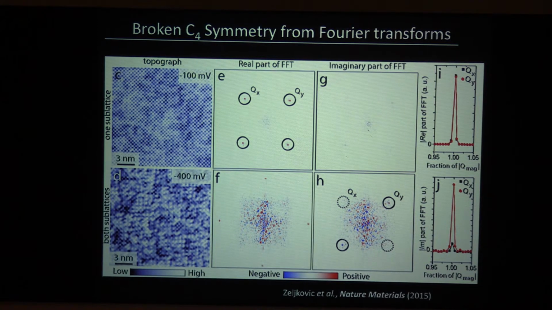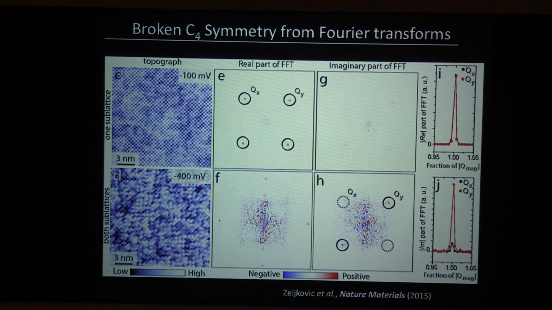One is we can take a Fourier transform and look at the imaginary component of the Fourier transform, the phase. Okay? That gives you evidence of broken C4 symmetry. The second is we can look carefully in real space, and if you look carefully, you will be able to see that one sublattice has moved with respect to the other. So let me show you the Fourier transform first.